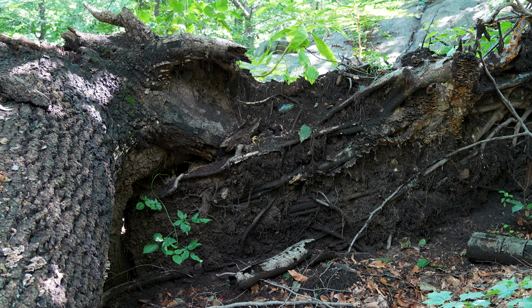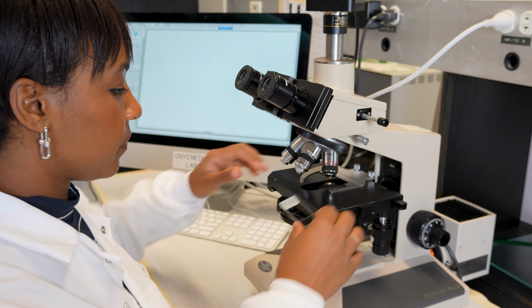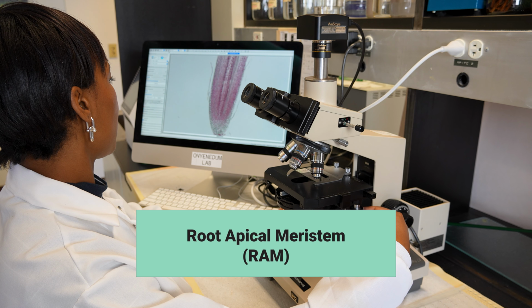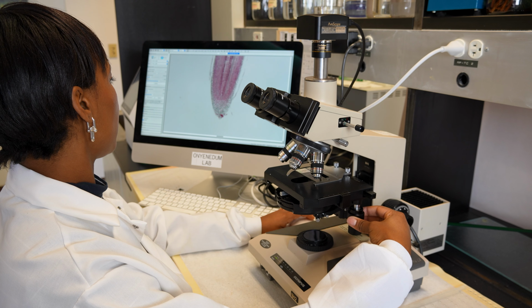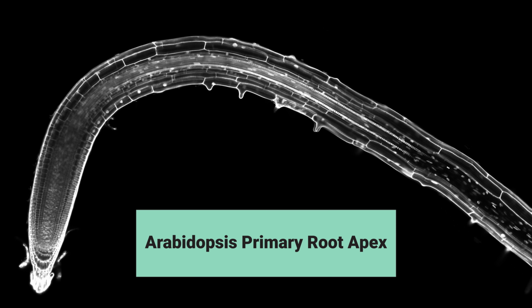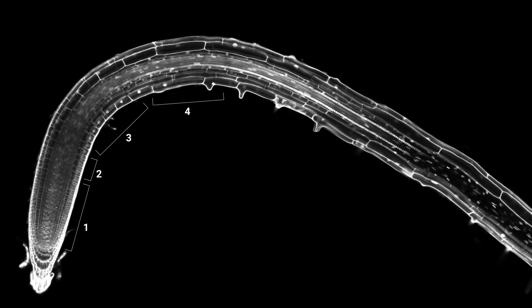Root growth begins with the primary root, formed during embryo development and driven by the activity of the root apical meristem, also known as the RAM, near the tip of the root. If we examine a longitudinal section of an Arabidopsis primary root apex, it can be divided into 4 distinct developmental zones. Near the tip is the meristematic zone, a region of actively dividing cells.